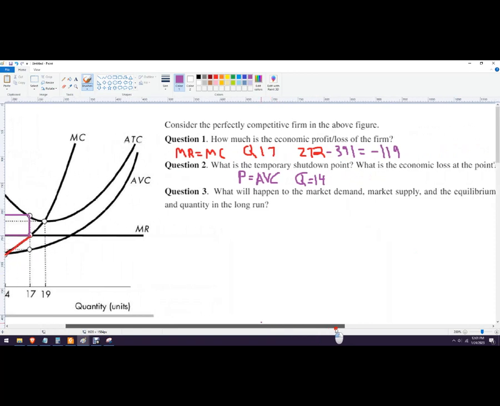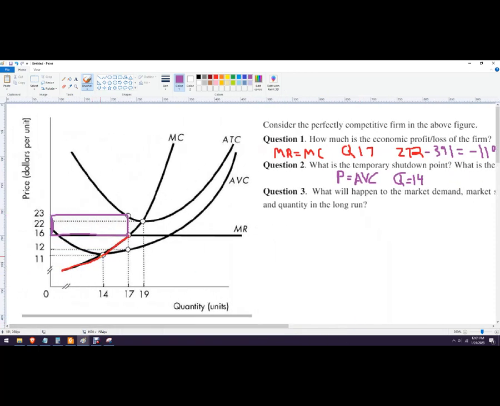Then let's see what the other question is. What is the economic loss at that point? If the price is 11, we want to go all the way up there. We don't have a number based on that, but it's the same as the fixed cost. So to calculate the fixed cost, it's the difference between the average total cost and the average variable cost. That gives you the average fixed cost, and then you can multiply that by the quantity, and that'll give you your fixed cost. So that's the answer to that.